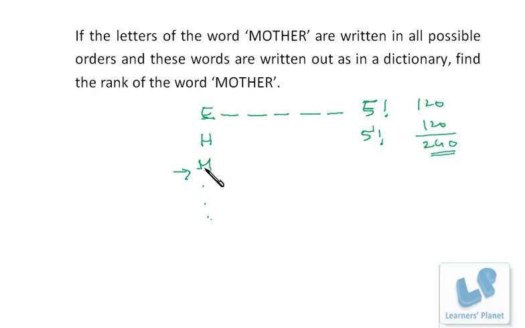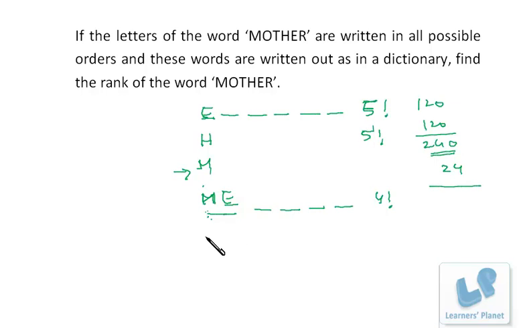Now let's calculate the words from M. Now we have to find out the rank of the word MOTHER. If in the dictionary the first letter is M, then according to the dictionary the second letter will be E. So first of all, let's eliminate all the words from ME, where M is in the first place and E is in the second place, because we want MO in order. In all 6 letters are there. 2 are fixed, M at the first position and E at the second position, so the remaining 4 letters can be filled in 4 factorial ways. So 24 more over there.